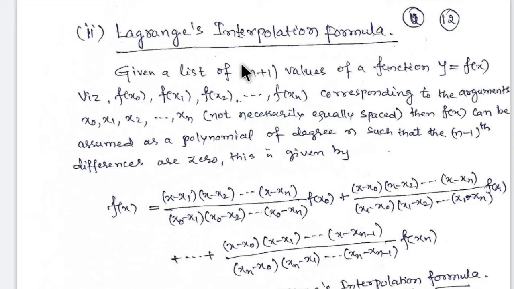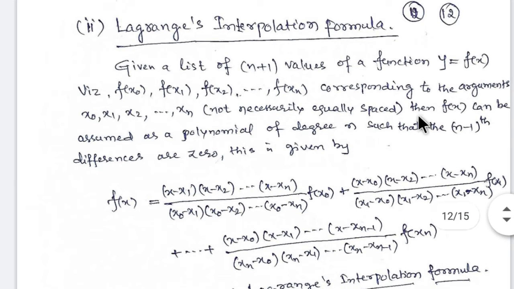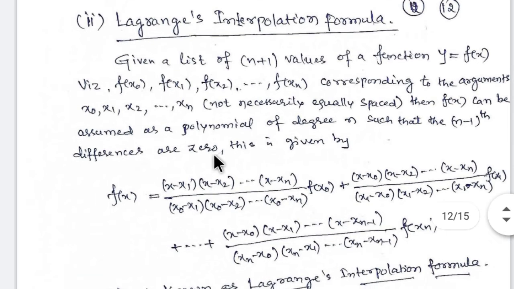Here you see the method: given a list of n plus 1 values of a function y equal to f of x, namely f of x naught, f of x1, f of x2, etc., f of xn, corresponding to the arguments x naught, x1, x2, etc., xn, not necessarily equally spaced. Then f of x can be assumed as a polynomial of degree n such that the nth differences are 0.